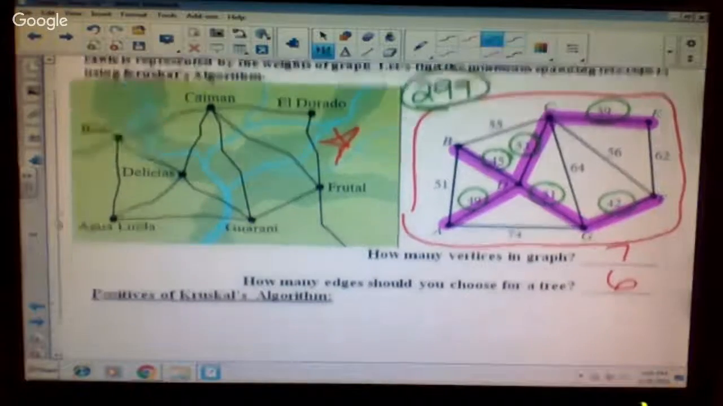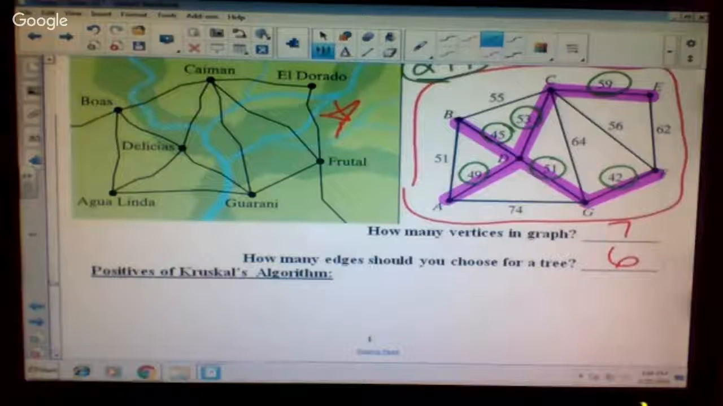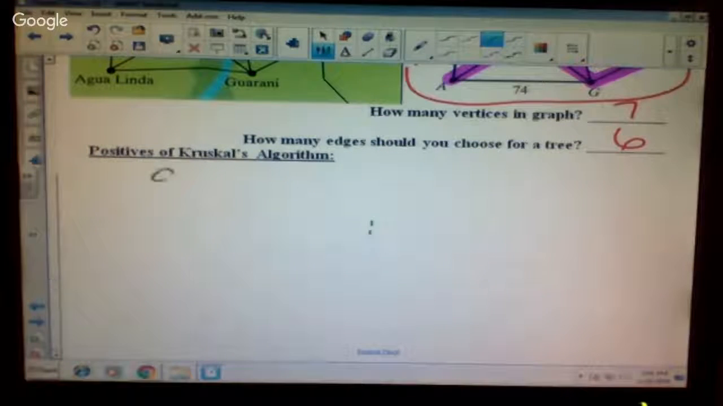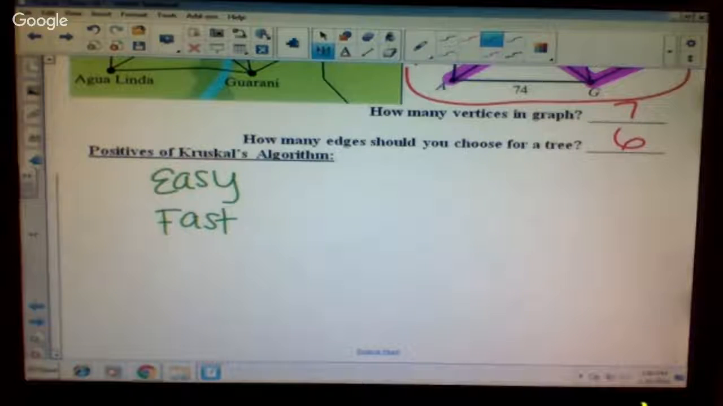Okay, so what are some positives that you see so far of Kruskal's algorithm? You can use as many edge lines. It's easy. Okay, Kruskal's algorithm is super easy. Okay, it's fast. Affordable. I wasn't going affordable, but I was going optimal. Okay, you will always have your smallest spanning tree if you use Kruskal's algorithm. Always.